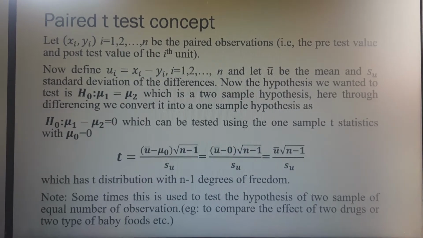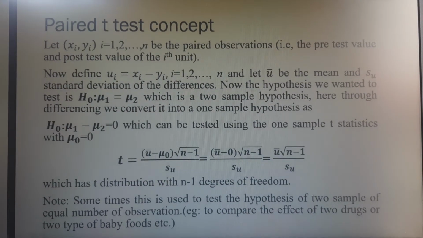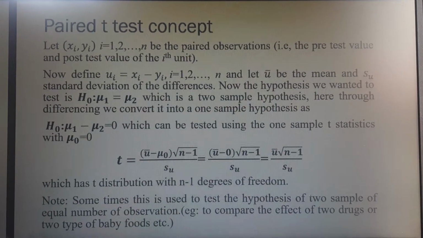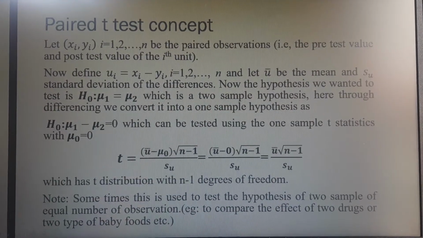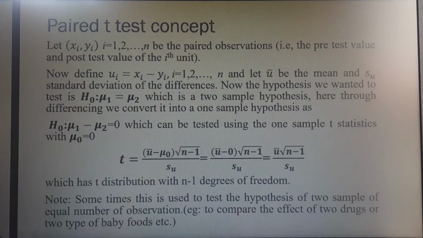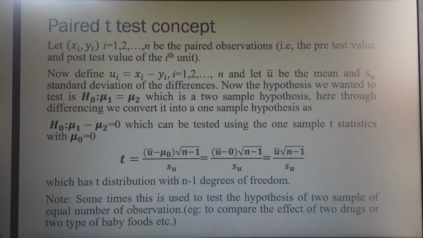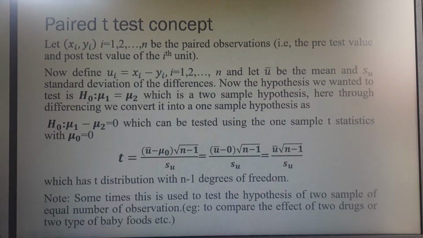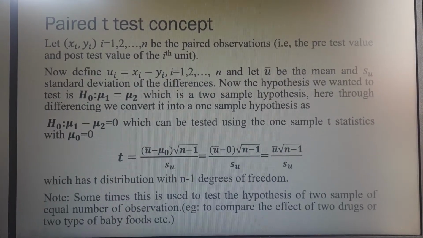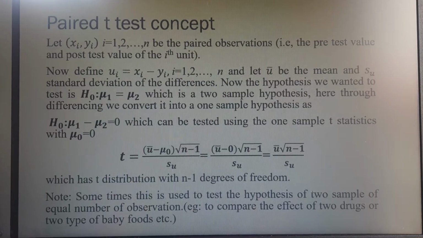Let xi, yi, i equal to 1 to n be the paired observation. That is, xi represent the pre-test values and yi represent the post-test value of the ith unit. Now we define ui equal to xi minus yi, and let u bar be the mean and su be the standard deviation of the differences, that is ui.